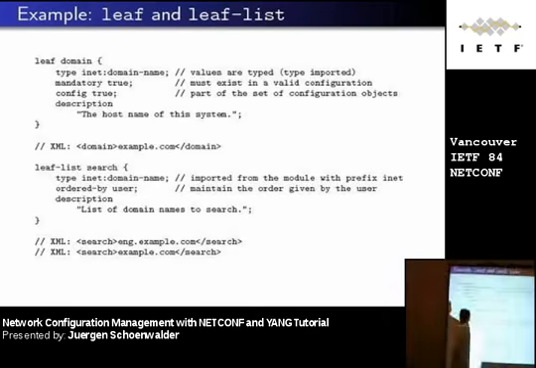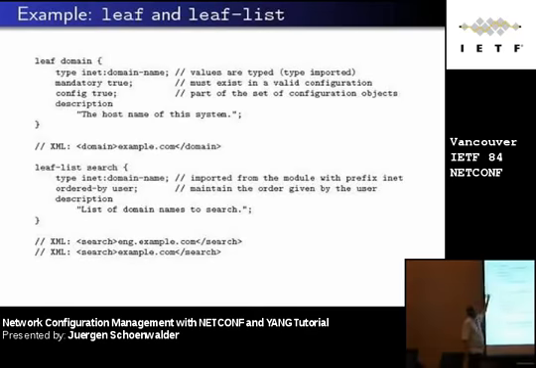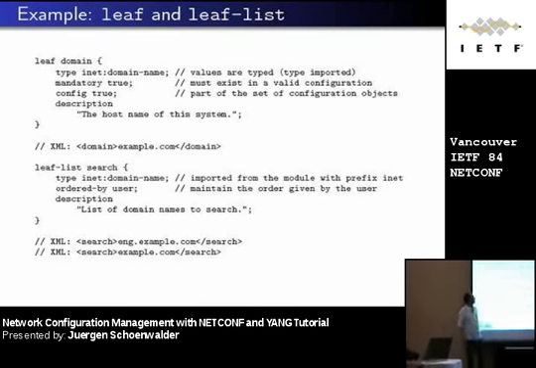I'm setting a property for this data node that says this is mandatory to define. So for the configuration to be valid, this needs to be there. It's a configuration node in the config tree. That's not state data, that's config data. And then there's a description. So that's the whole thing. Now in the XML serialization, when you ship it over the wire, what you get is a leaf XML element called domain, and in there there's something like example.com.